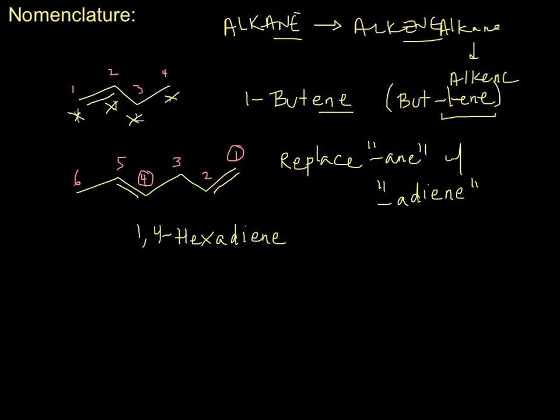Likewise, with hexadiene, you could also call it hexa-1,4-diene, indicating that the 2 alkenes are at carbons number 1 and carbon number 4.